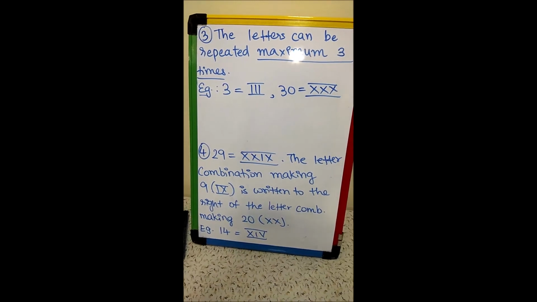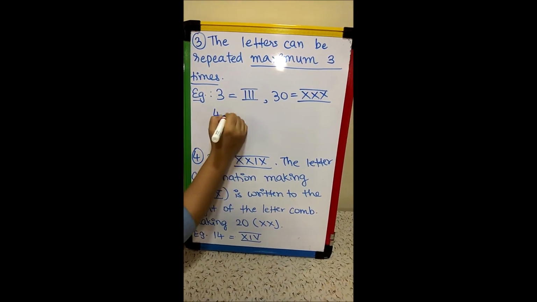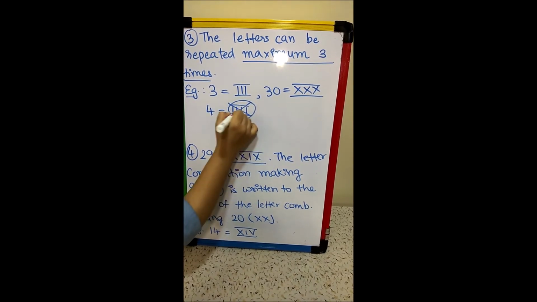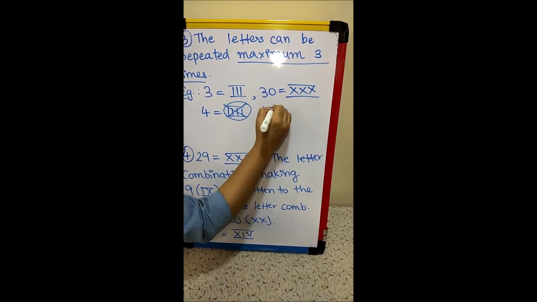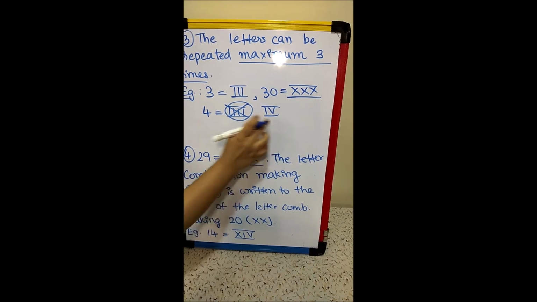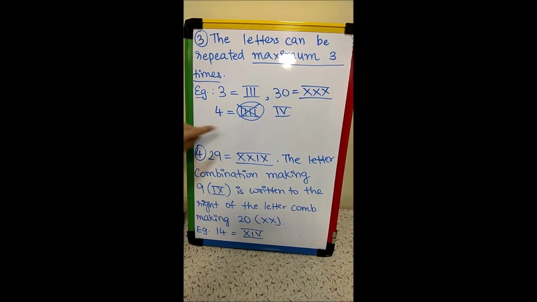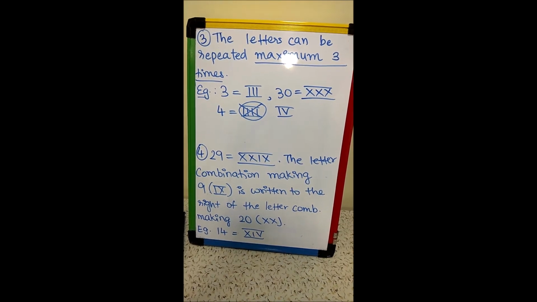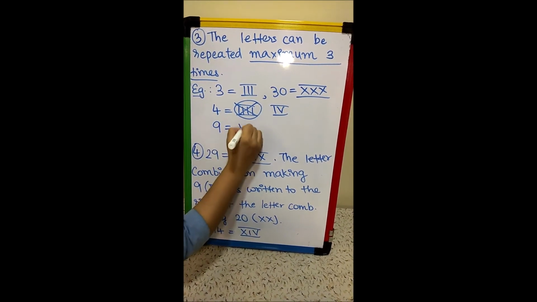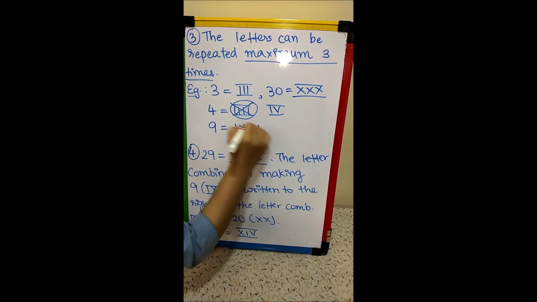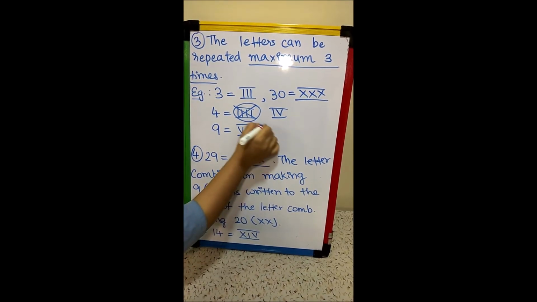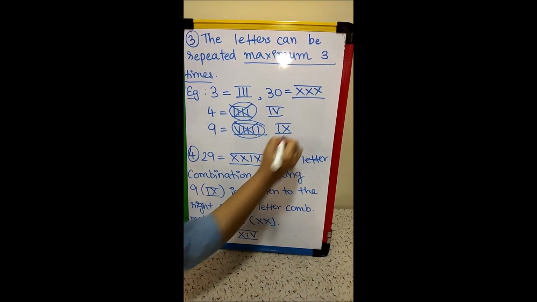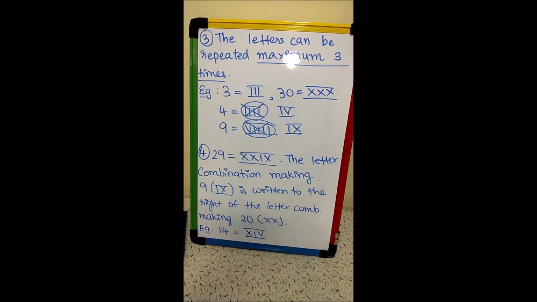But in our previous rule we understood that for 4 we do not write I four times. This is wrong. We write it as IV. So the Roman of 4 is IV, not I four times, because we cannot use any Roman letter more than 3 times. Similarly, for 9 we cannot write V and I four times. It is wrong. As we have done in the previous rule, we have to write it as IX.